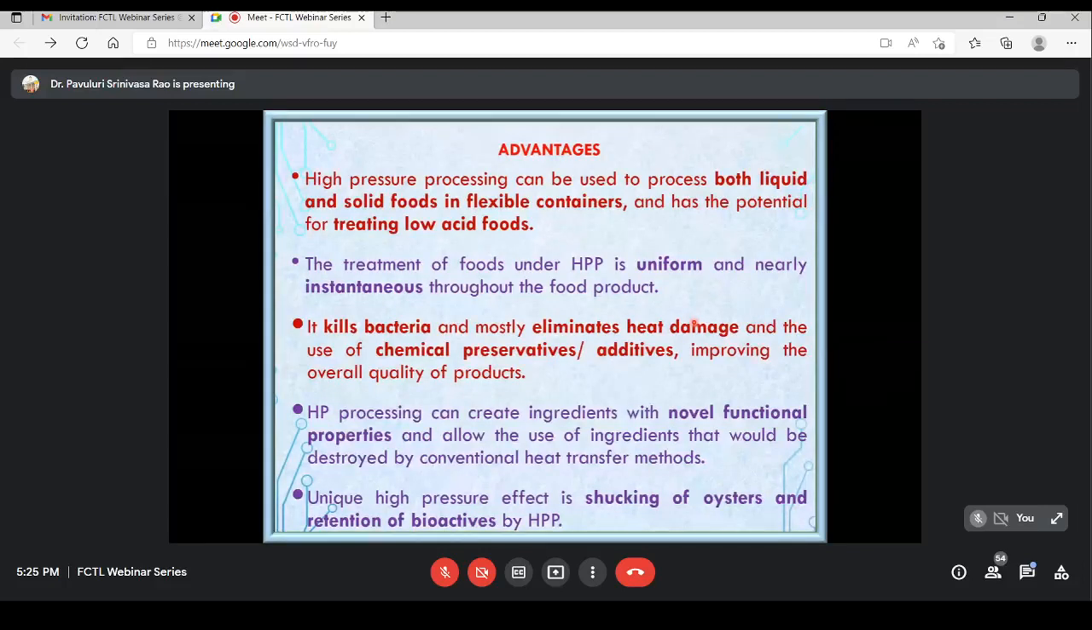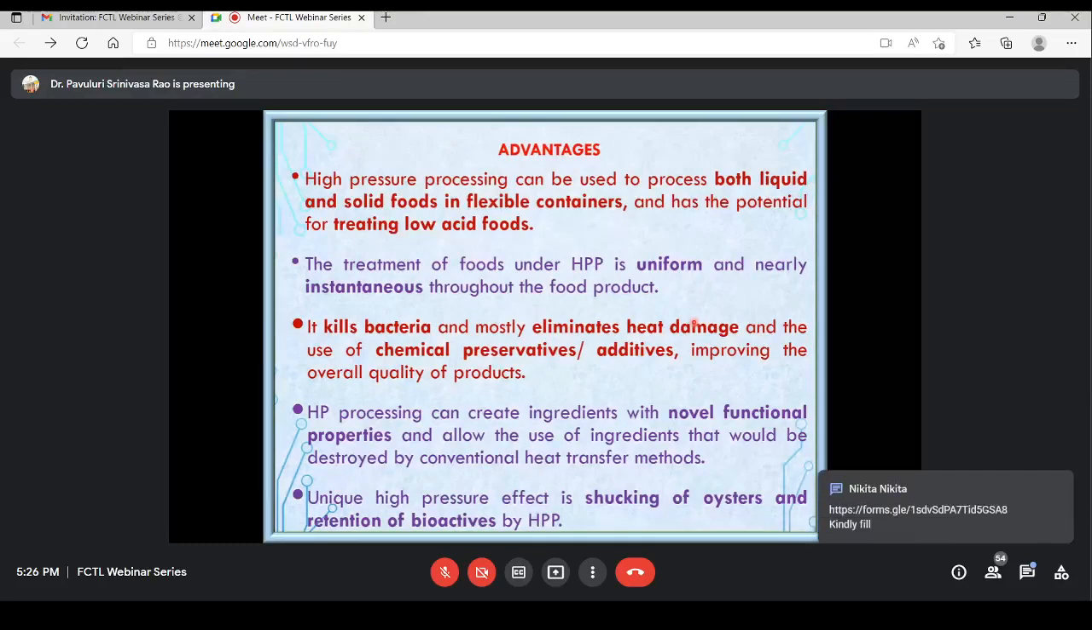For example, ascorbic acid or any kind of bioactives which otherwise could have been destroyed due to thermal processing can be well retained. So that's why ascorbic acid rich products or products including any kind of bioactives can be prepared so that these will become more functional or can serve as health improving products.